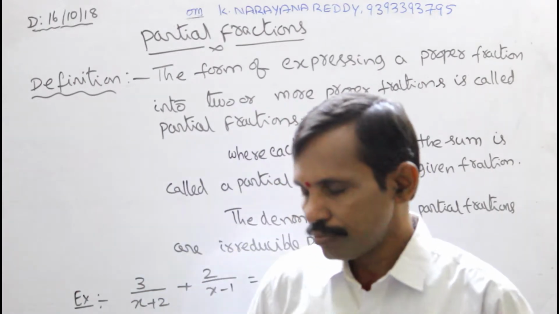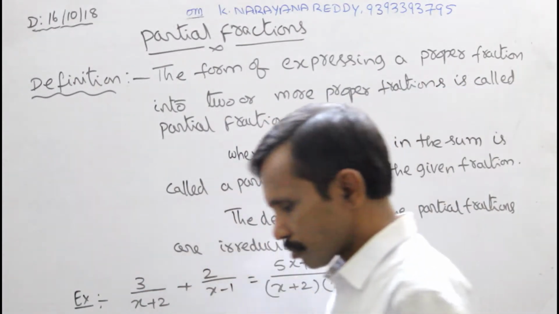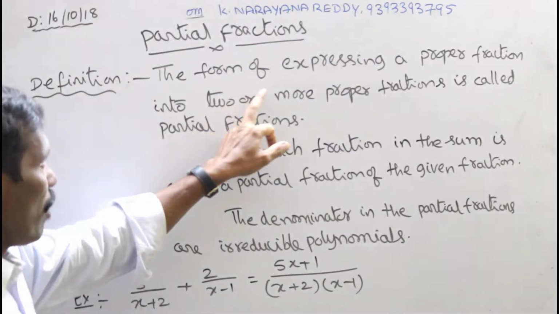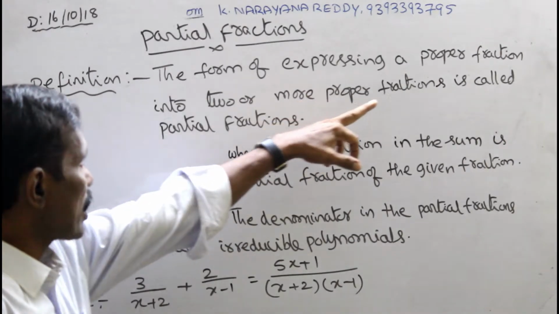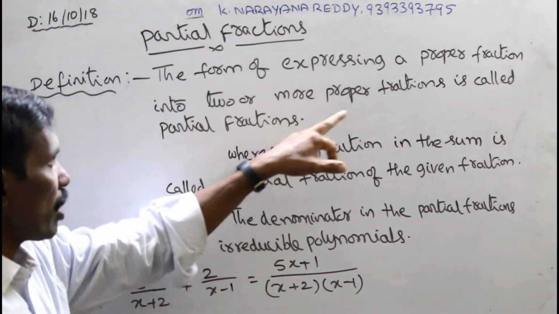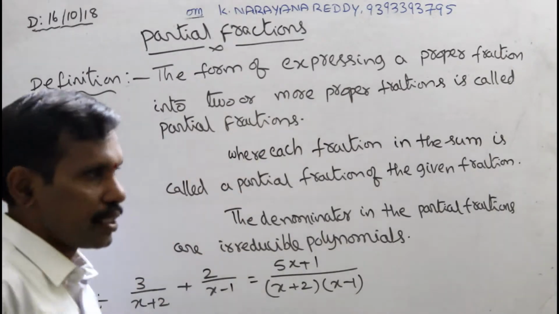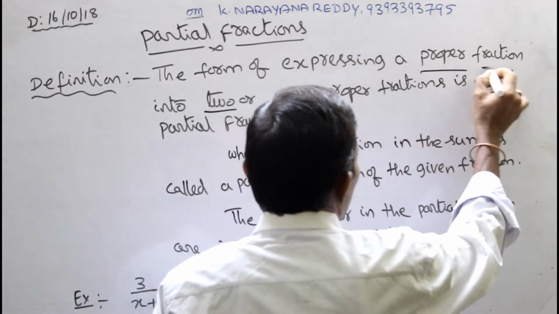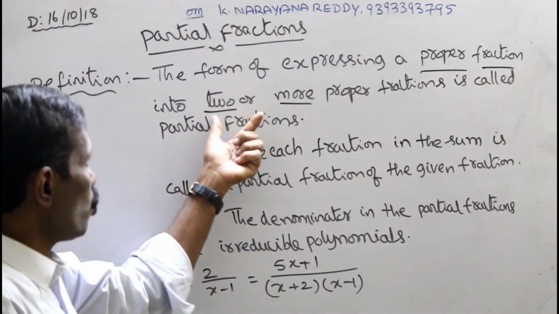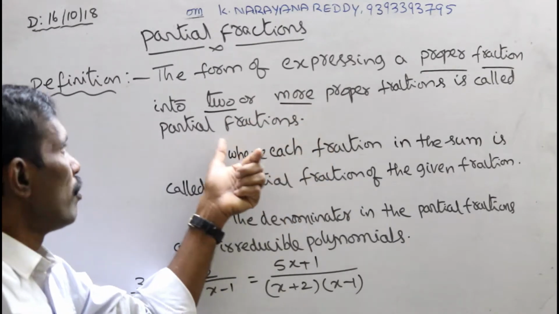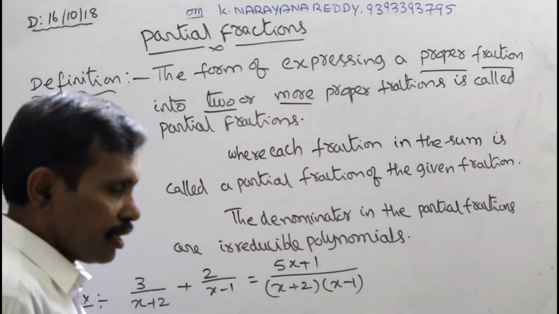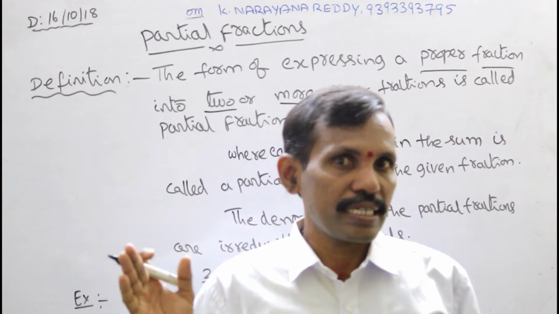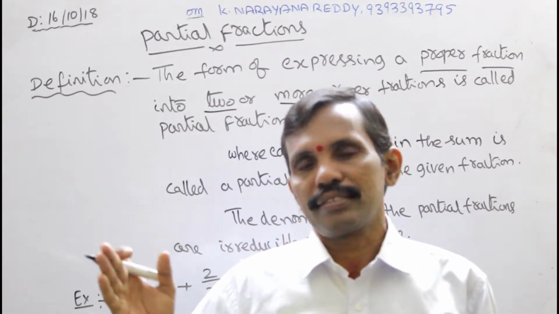I will tell again here. See here, partial fractions definition. The form of expressing a proper fraction into two or more proper fractions is called partial fractions. Partially. That means one proper fraction is divided into two or more fractions. That is called partial fractions.